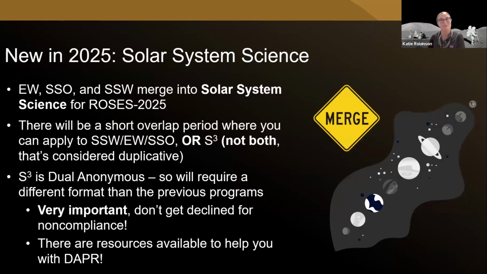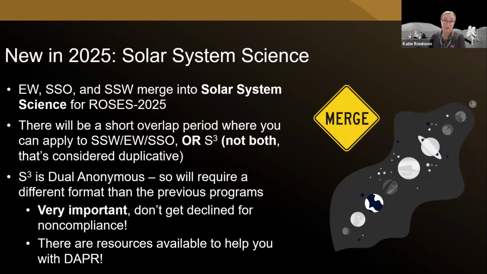So you've heard me mention Solar System Science a few times now. New in 2025, Emerging Worlds, Solar System Observations, and Solar System Workings will be merging into one program. This program will be called Solar System Science, and this will be starting in ROSES 2025. There will be a short period in which you can apply to SSW, EW, or SSO, or S cubed, as we're calling Solar System Science. You can't send the same proposal to both programs. That's considered duplicative. You can send it to one of the original three or S cubed.